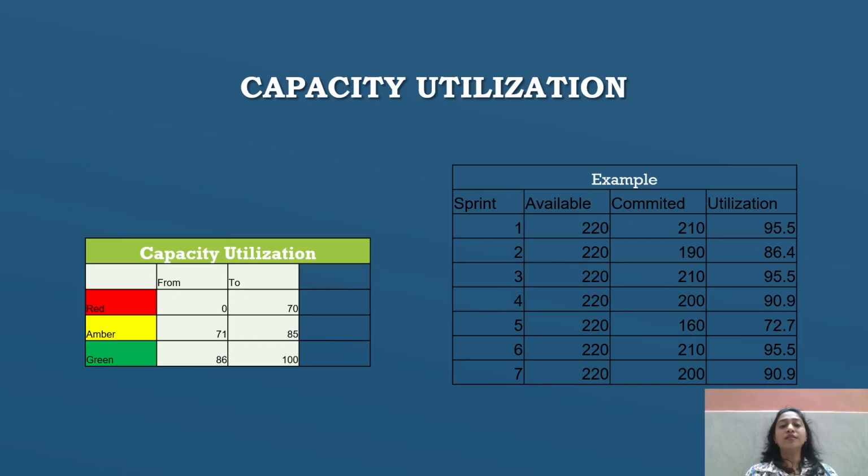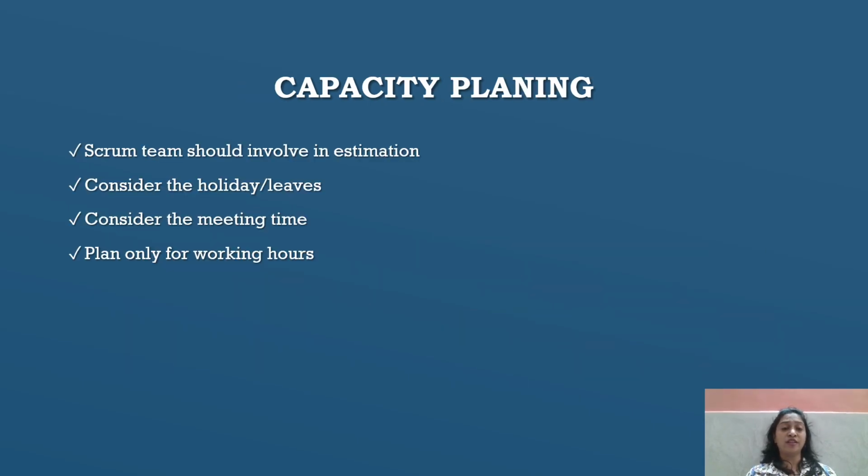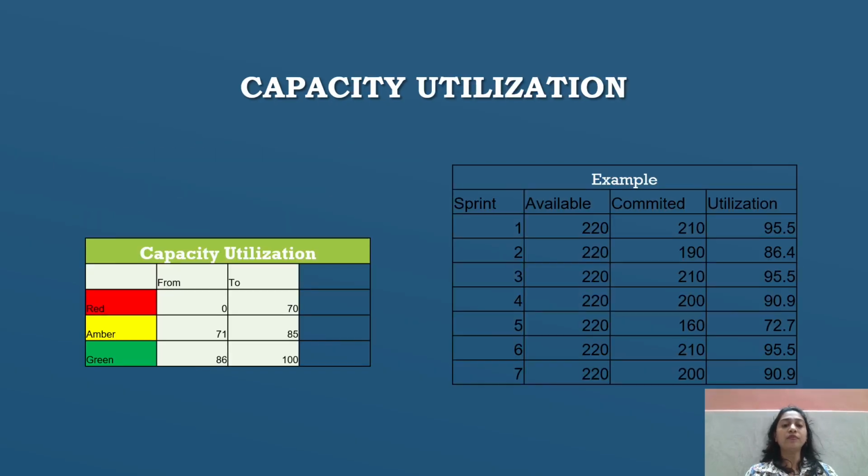Okay, so this is related to capacity planning, where we plan only for the working hours. We are just deducting the leaves, holidays, and meeting timings. Okay, it should be prepared by the Scrum team. So this is all about the sprint related story points topics.